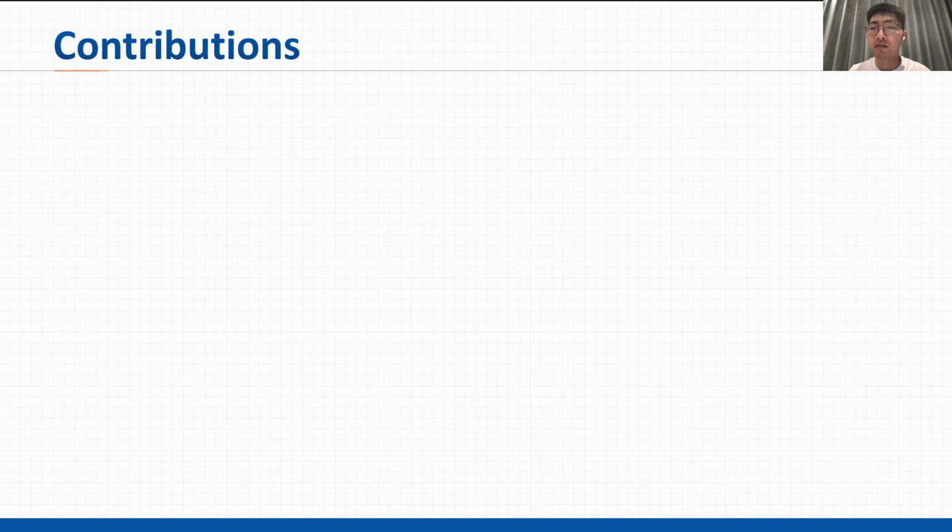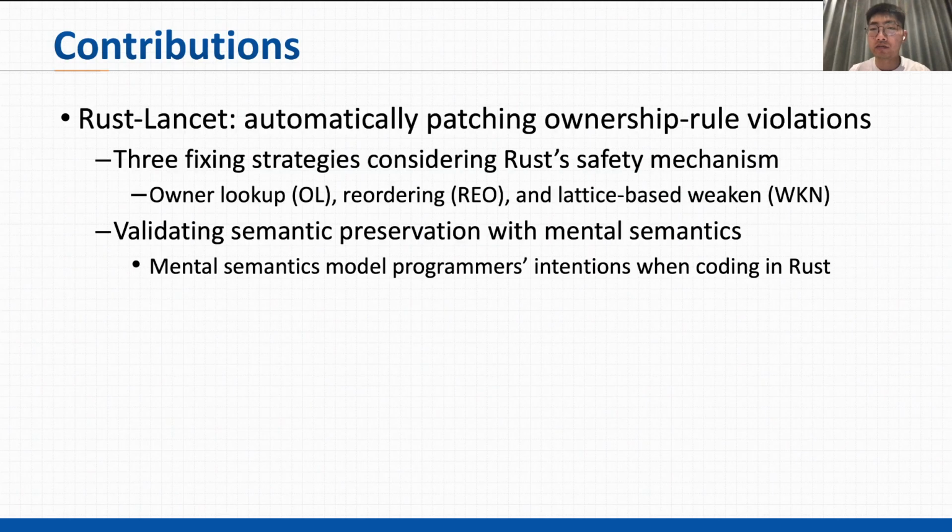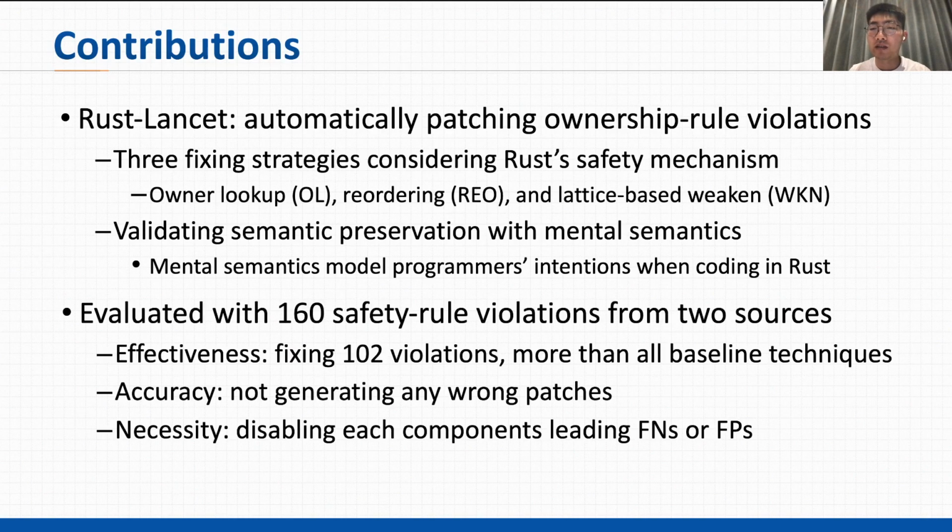We propose our tool Rust-lancet. It automatically fixes ownership rule violations. Rust-lancet has 3 fixing strategies considering Rust safety mechanism and validation for semantic preservation. Furthermore, we evaluate Rust-lancet with 116 safety rule violations from 2 sources. The experiments show its fixing capability exceeds the baseline techniques. Rust-lancet will not generate any wrong patches.